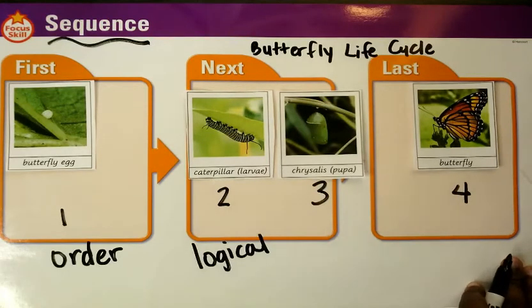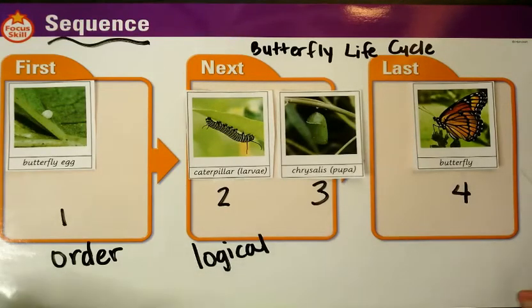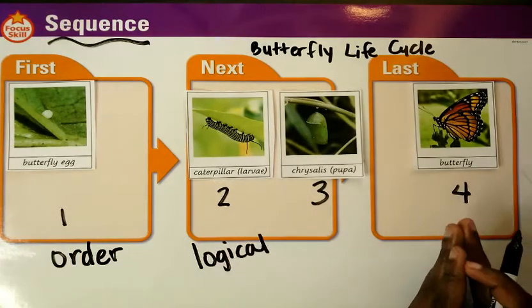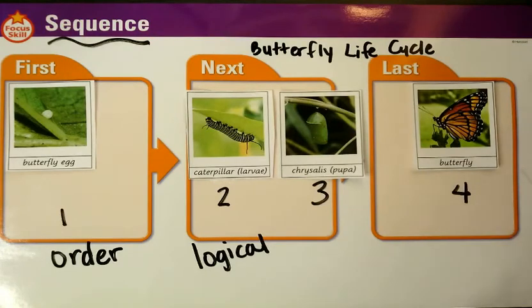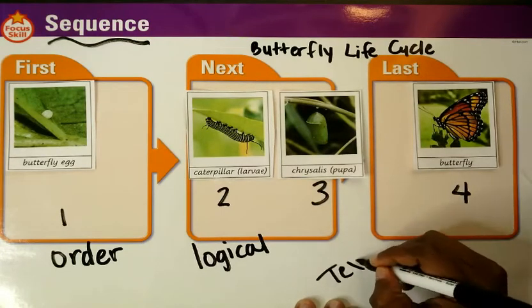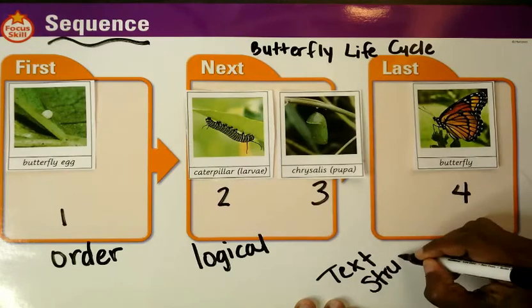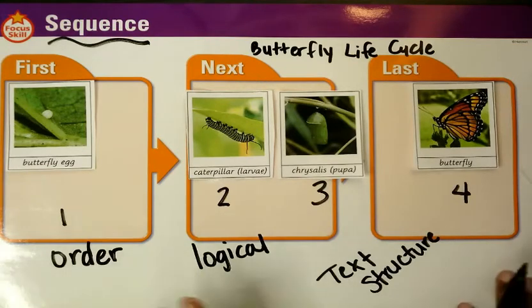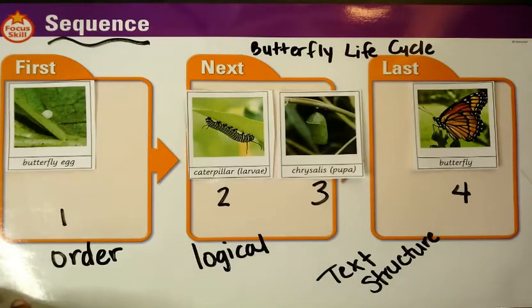Most of the texts that we read, we're able to retell the events in order. So what happened first, what happened next, and then finally what happened last. This is a text structure, and this allows the reader to better understand the text because they're able to understand how the text is set up. So this would be a sequential order text where events happen.